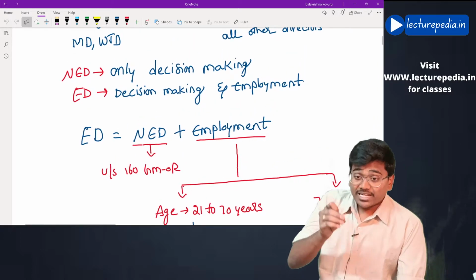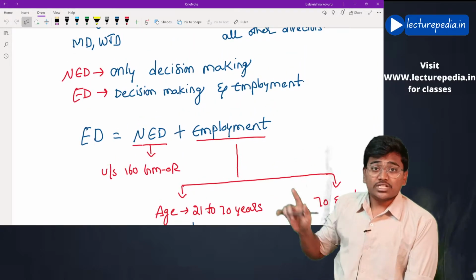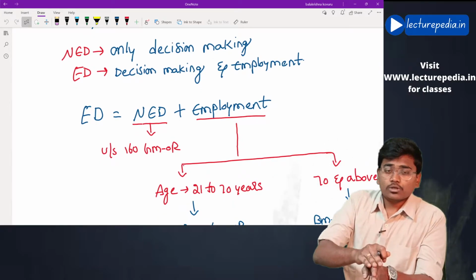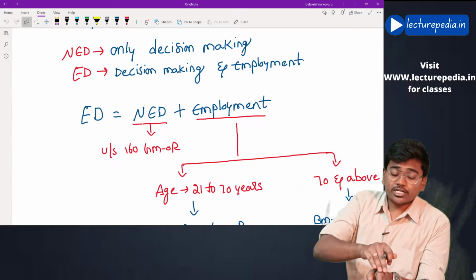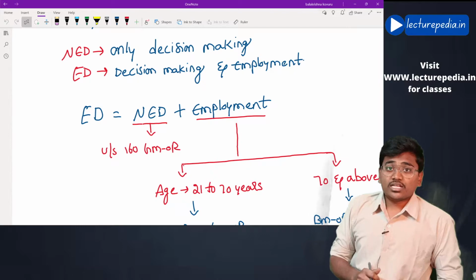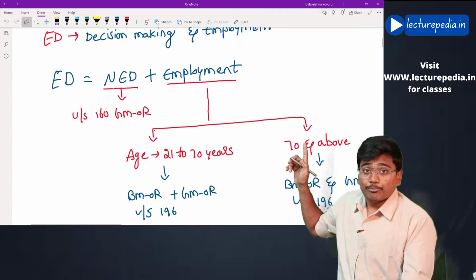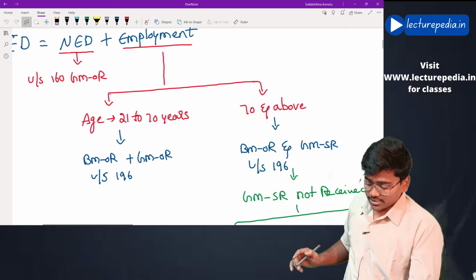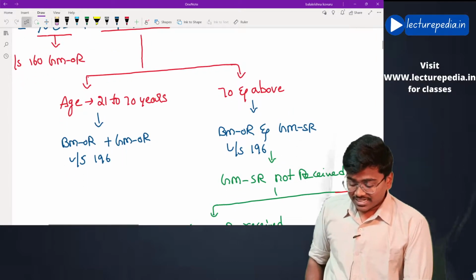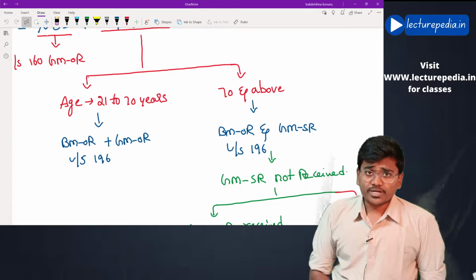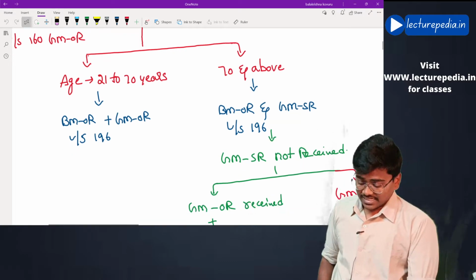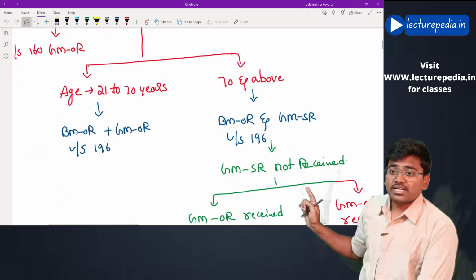Now, to convert a non-executive director into an executive director, you have to give employment to the non-executive director. For giving this employment, you can divide it into two parts. Let's say the age of the person is 21 to 70 years. In that case, a board meeting ordinary resolution is required.